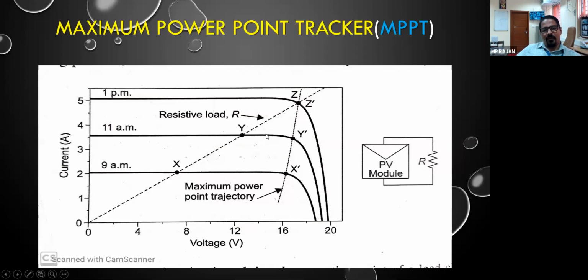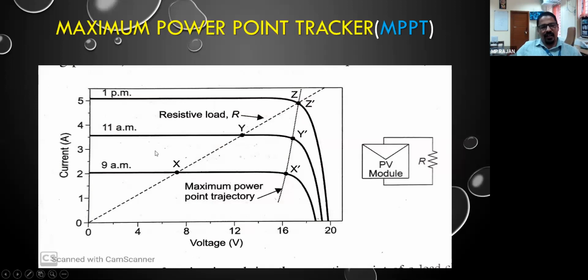But the problem is, let us take three times: 9 o'clock in the morning, 11 AM and 1 PM. At 9 o'clock the radiation is very less, your IV curve is like this. At 11 o'clock your current is increased, voltage also a little bit increased. But at 1 o'clock your current and voltage are the maximum. So for a given load impedance, this dotted line represents the resistive load. So for a given load, on your 1 PM IV curve, the point is Z, whereas for the same given load, this point is Y.